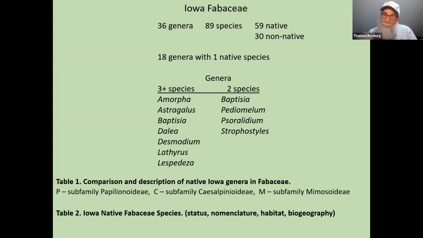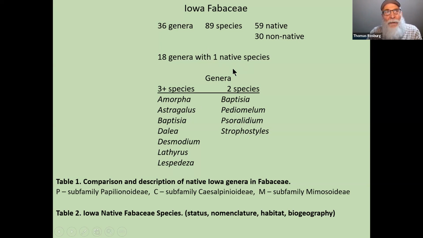But this is what we've got, and so it's a starting point. Based on Eilers and Rosa, there are 36 genera, about 89 species. 59 of them are native, as you can see, and 30 are non-native. I didn't really realize this, but 18, over half of the genera, only have one native species.